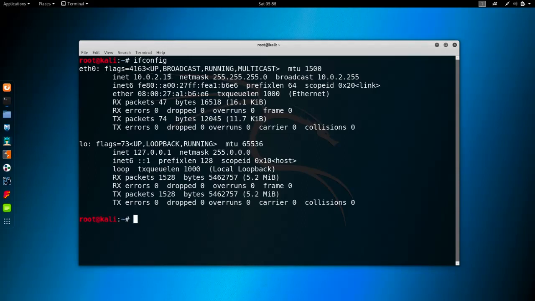So I have my eth0 in here, and I have the local IP of 10.0.2.15. I have other information here as well. I have this ether, so this is my MAC address. This is 08:00:27:A1, something like that. And what are these numbers actually? We have seen that before.